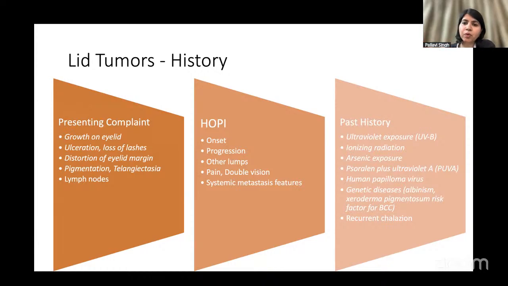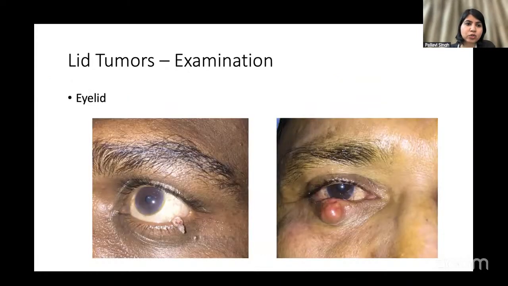The other very important part in history taking in these cases is trying to figure out any trigger factor that might have caused these tumors. So we want to ask about ultraviolet exposure. We want to ask if they are farmers, if there's any history of ionizing radiation, any history of HPV or any infection or any immunocompromised state like HIV, any genetic diseases like xeroderma pigmentosum, or if there was a history of recurrent chalazion, which is seen very commonly in cases of sebaceous cell carcinoma.